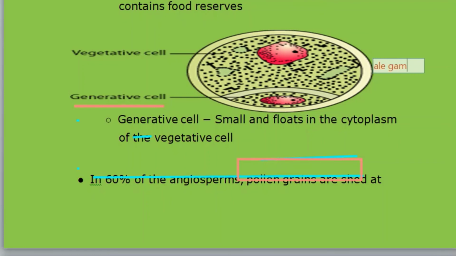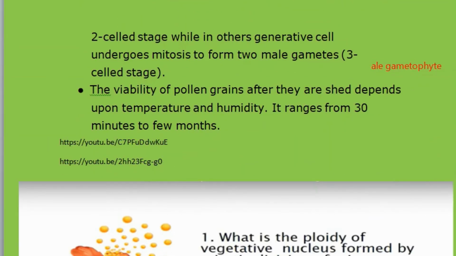Pollen grain is a male gametophyte. Remember this. Inside of this, you can see 2 male gametes. When the generative nucleus divides by simple mitosis cell division, it forms male gametes. So this is about the structure of pollen grain, the microspore, and the male gametophyte.